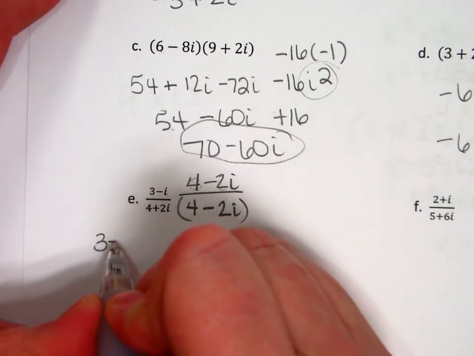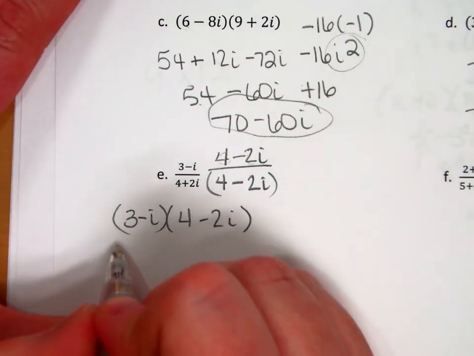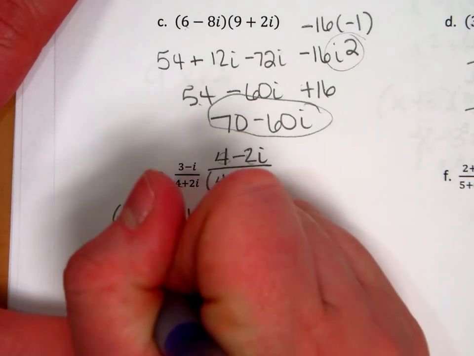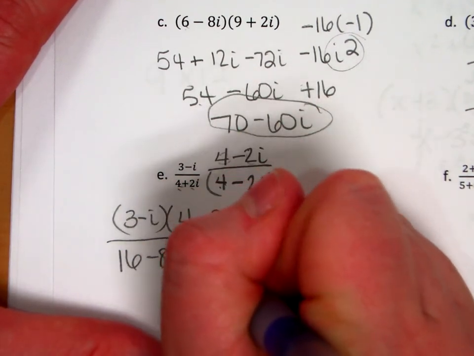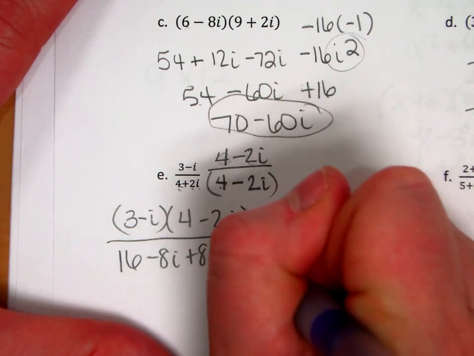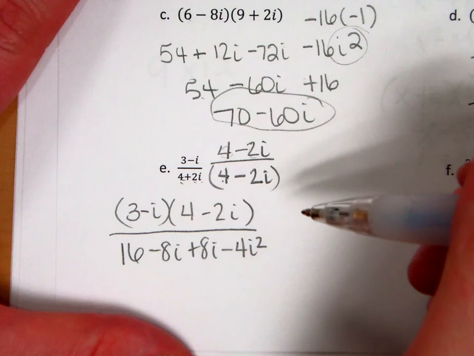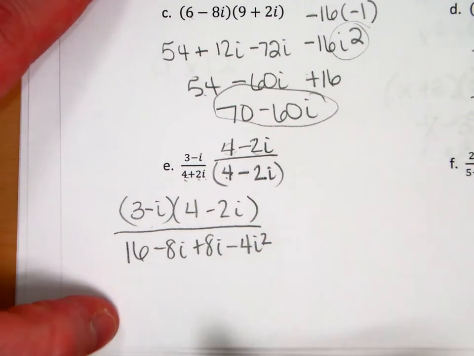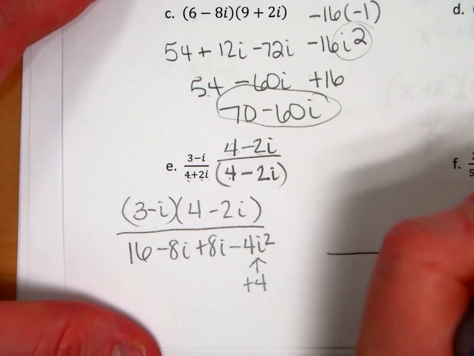So I'm going to take 3 minus i times 4 minus 2i on the top, divided by, I'm going to do the work for this one, but then I'll show you the trick off to the side. So 4 times 4 is 16. 4 times negative 2i is a negative 8i. 2i times 4 is a positive 8i. 2i times a negative 2i is a negative 4i squared. So, multiplying the top, simplifying the bottom at the same time. This value here is really plus 4. So I get 20 on the bottom.